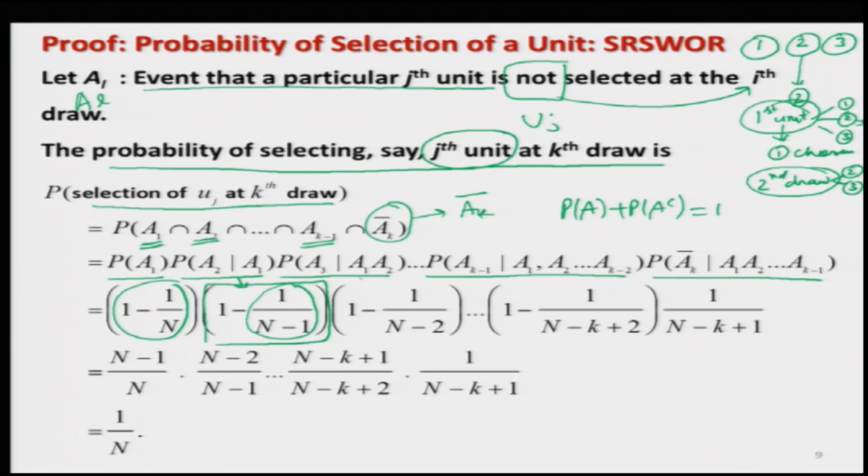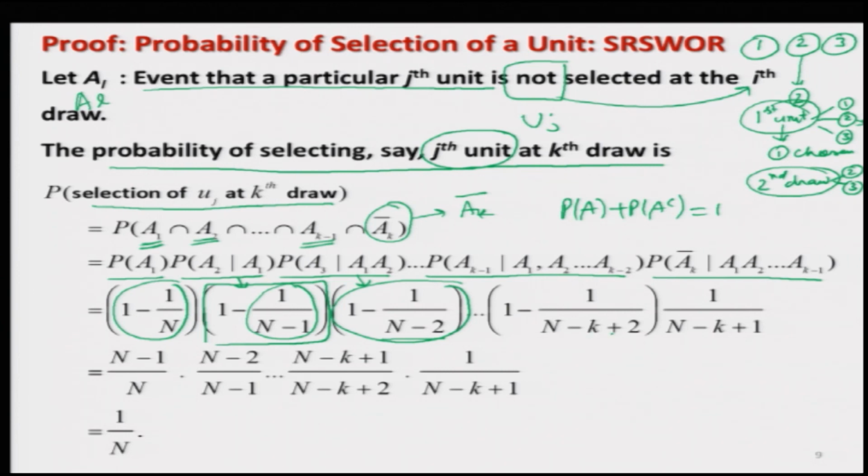Now, we come to draw number 3. In the third draw, since out of n units, 2 units have already been drawn, they are not the kth unit, but some other units. So, the total number of units available for selection is only n minus 2. So, the probability of selection of any sampling unit in the third draw will become 1 upon n minus 2, and the probability of not selecting the kth unit in the third draw will become 1 minus 1 upon n minus 2, and so on.